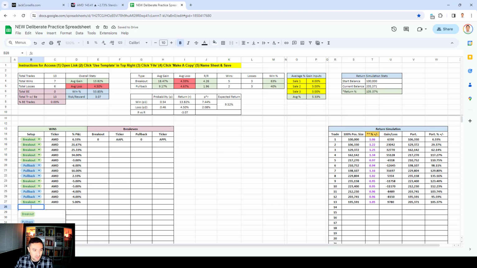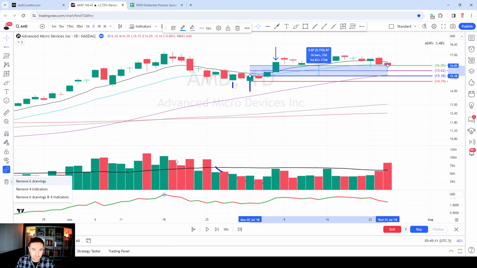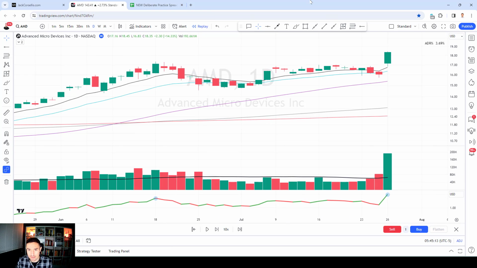Okay, nothing spectacular. Pullback AMD 5.33%. So okay, our average gain is 13%. Our average loss 4.5%. Okay, win rate, risk reward nearly 3. Okay, pretty happy with that overall. Maybe this can kind of set around the 50-day.